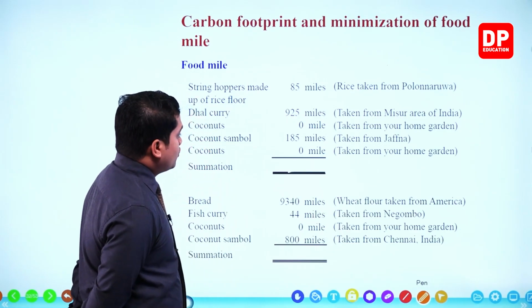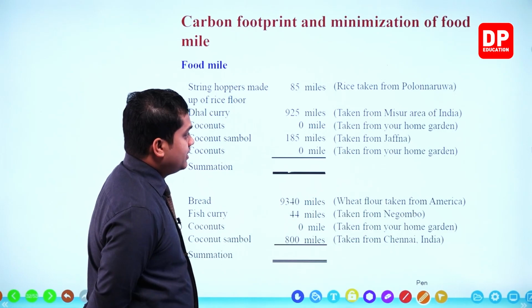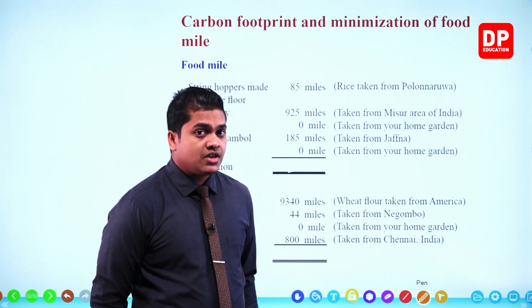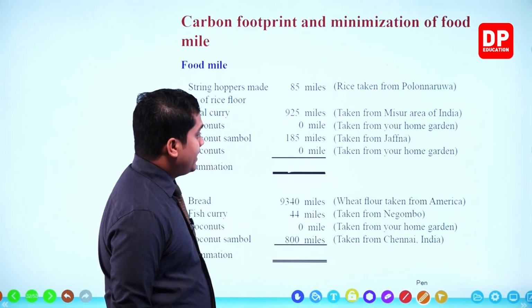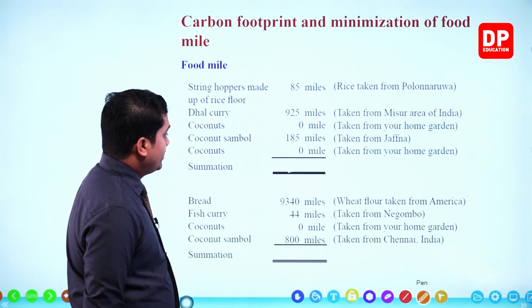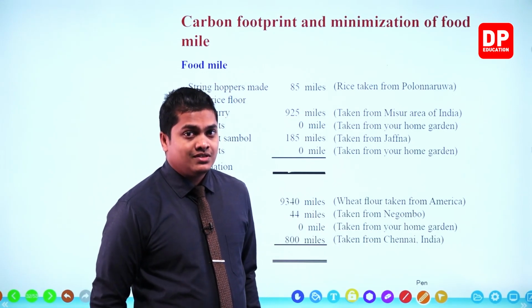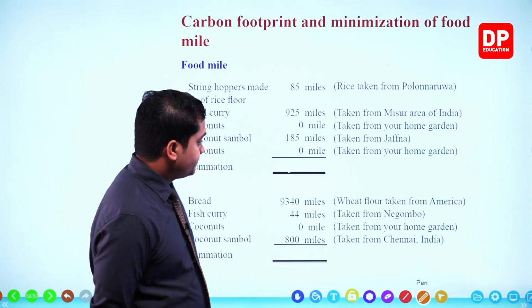Next one, coconut sambal, 185 miles, taken from Jaffna. So coconut sambal is obtained from Jaffna. Therefore, this has traveled 185 miles. The next one given, coconuts once again. As it is obtained from your home garden, there is no distance. Right, now let's go for the summation.